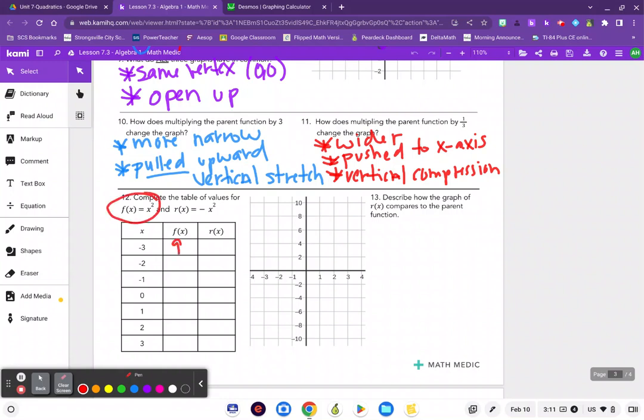-3 squared is 9, -2 squared is 4, 1, 0, 1, 4, 9. That feels reasonable. This should say that I'm going to graph. It didn't, but I will. So I'm going to graph. I've got (0, 0). I've got (1, 1). I've got (2, 4), (-2, 4). I've got (3, 9). So there's my parent function.